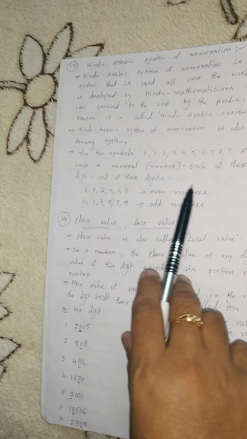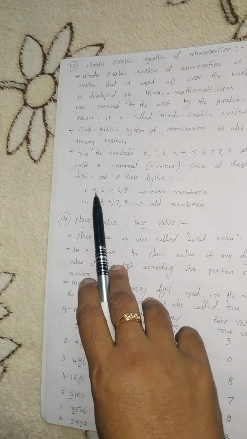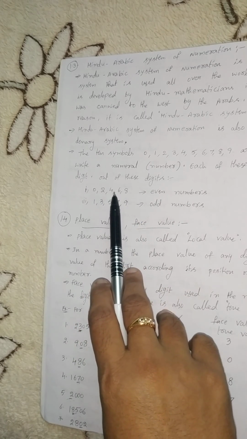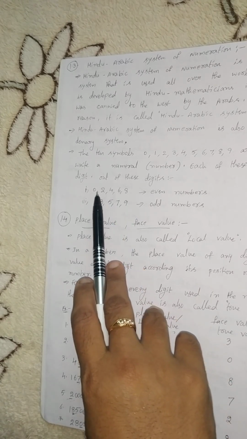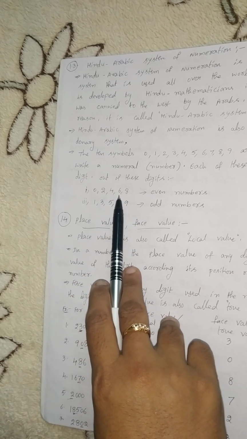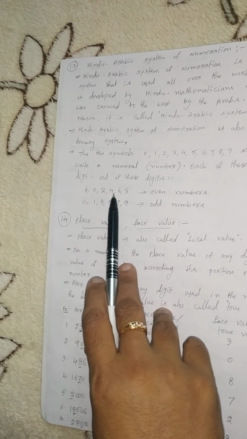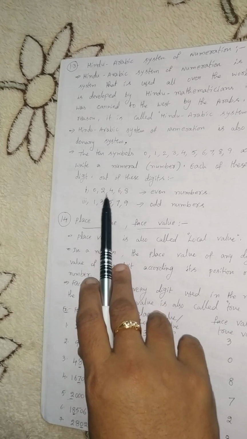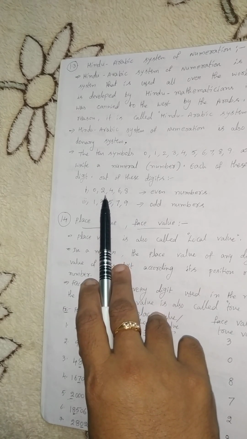First, there are two types of numbers. First one is even numbers. Second one is odd numbers. Even numbers are 0, 2, 4, 6, 8. The difference between the even numbers is 2. And the even numbers are also divisible by 2. This is the mandatory rule.